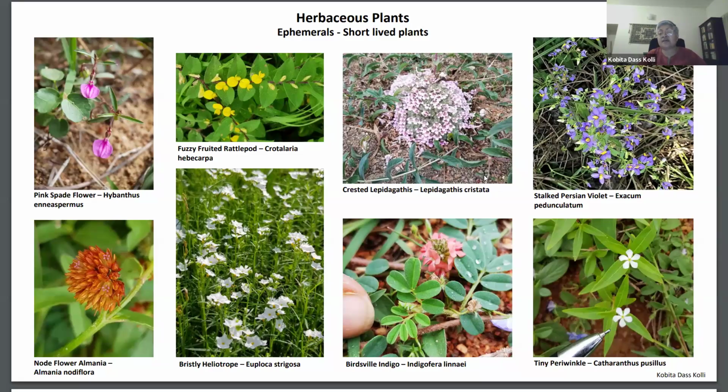Do carefully take pictures of those. Of course, if we see the flowers, they're much easier to identify. But if not, please take clear pictures of the plant itself, and maybe the leaf, the habitat. Zoom out and take a photograph of the habitat, and it may make it easier for us to identify. Next slide, please.